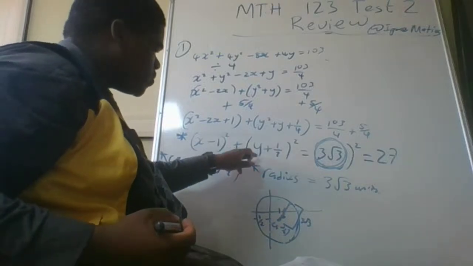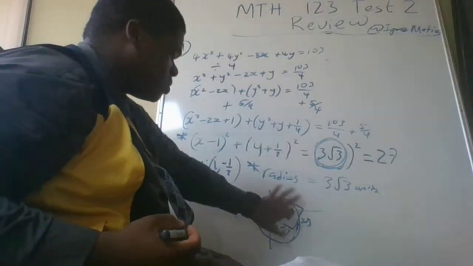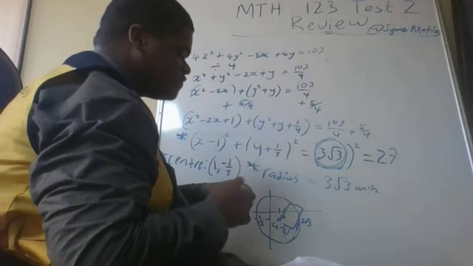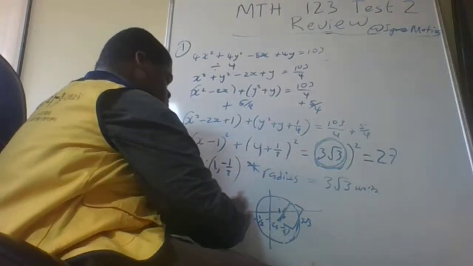x minus 1 whole squared plus y plus 1 over 2 whole squared is equal to 27 graphs a circle that has a center (1, minus 1 over 2) with a radius of 3 root 3 units. With no further ado, let's pick our option.